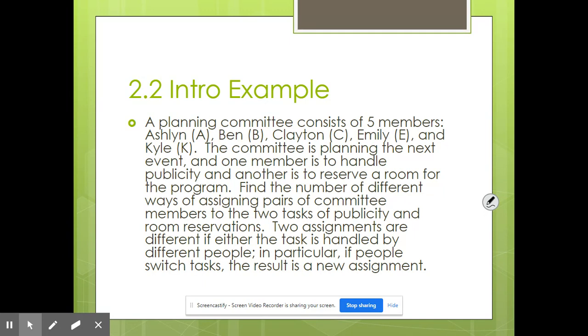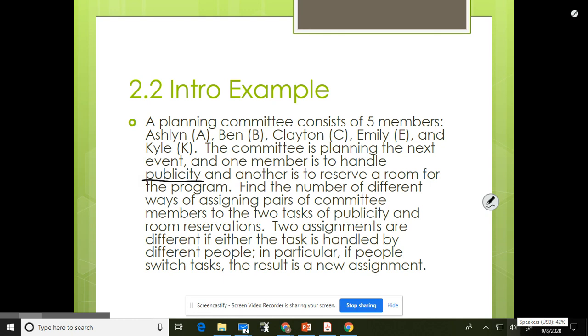So we've got 5 people on a committee. They're planning an event. We have 1 member for publicity. Another will reserve a room for the program. So if I want to find the number of different ways we can assign pairs of members to these 2 tasks, since 2 assignments are different if either task is handled by different people, in particular, if they switch tasks, it's a new assignment. So long story short, order matters.